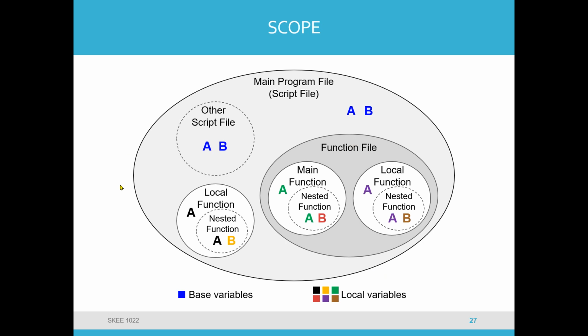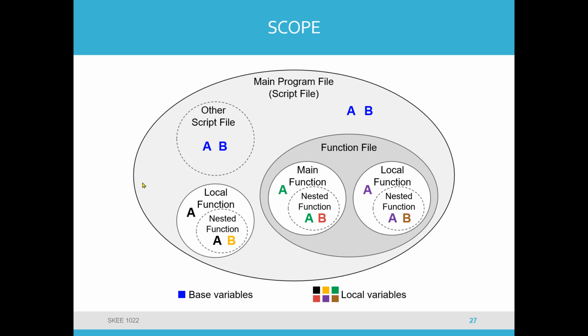So make sure you try to understand this. This is the main program. You can see here A and B. If you have another script, you can use the data. A local function has different variables. A function file has a different workspace. Nested function, you share the same workspace. Local function also has a workspace of its own, but if nested inside the local function, it shares the same one. Nested functions share the same workspace. So try to understand this.